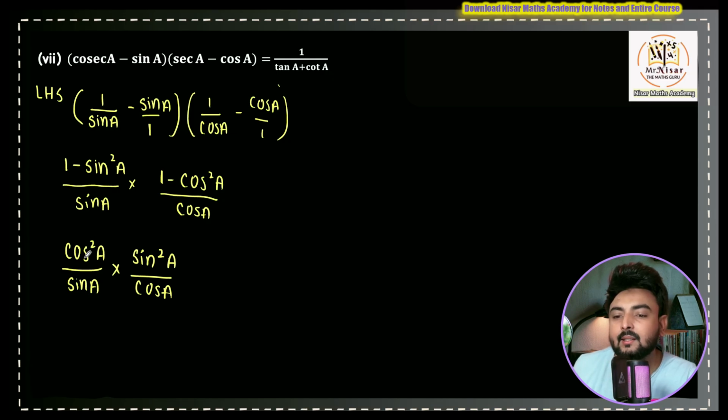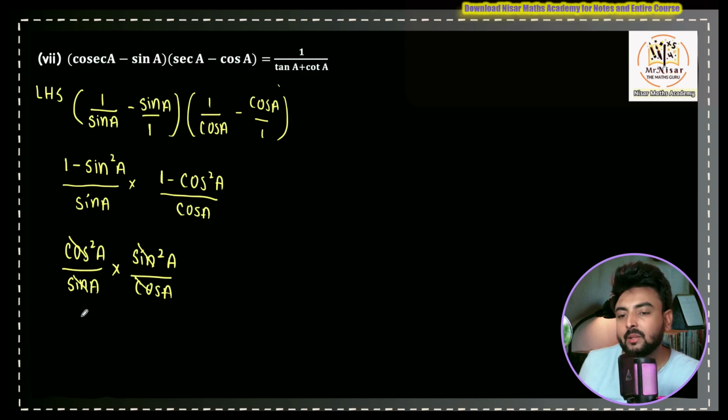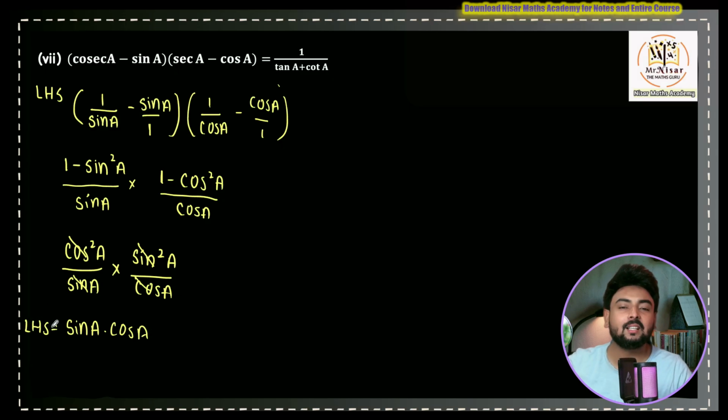So if I cancel this, 1 cos from here and 1 cos from here, it will get cancelled, and one sin from here and one sin from here, it will get cancelled. So what will remain here? In the numerator we are left with, yes, one sin and one cos. So this is our LHS. So children, what to do here now? Okay, we cannot solve further, anything we cannot do.